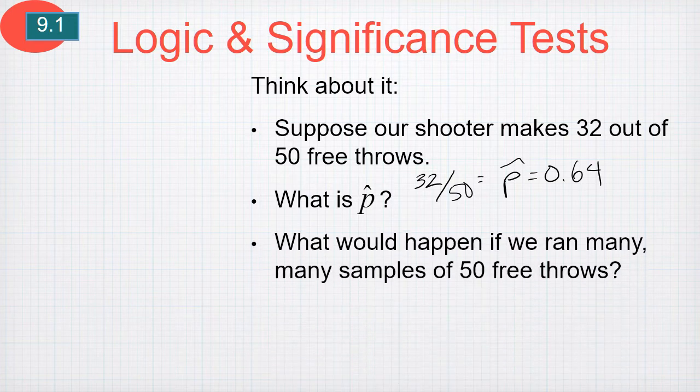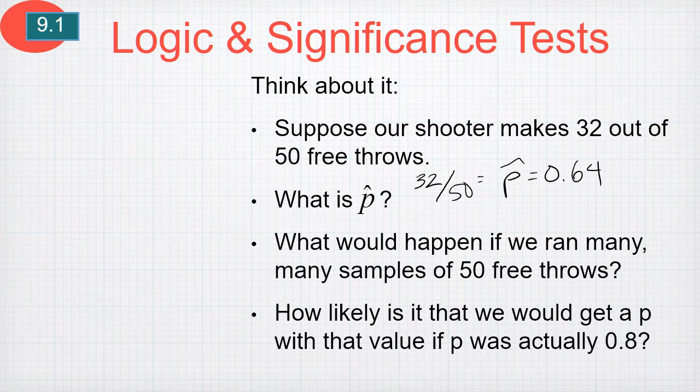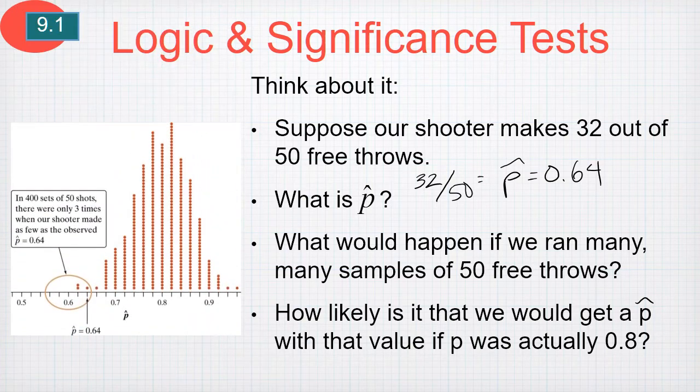So now I'm going to ask, what would happen if we ran many, many samples of 50 free throws? What kind of data would we get? And how likely is it that we could get a p-hat with a value of 0.8? So let's take a look at this here.